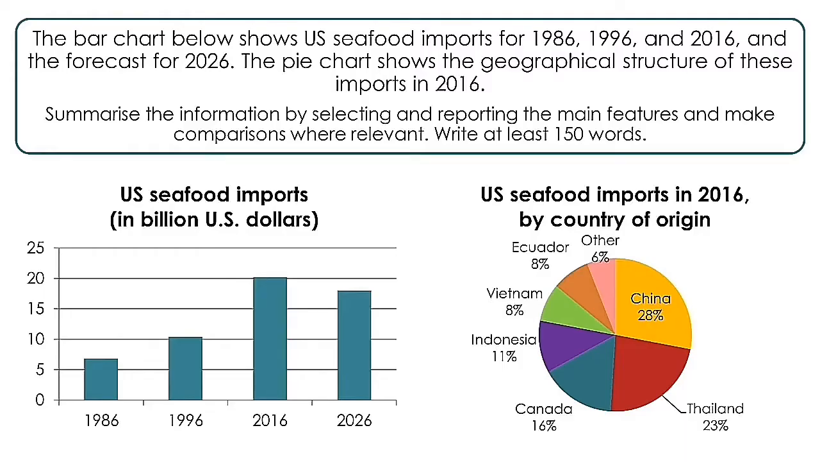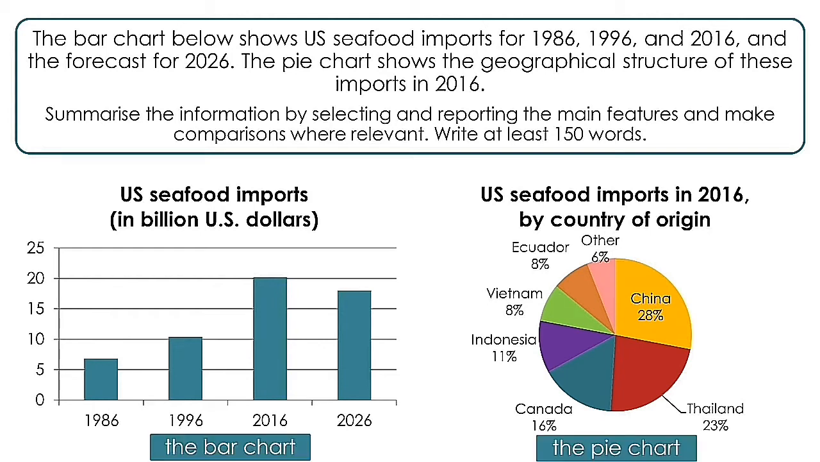Here is our task. The bar chart below shows US seafood imports in 1986, 96 and 2016 and the forecast for 2026. The pie chart shows the geographical structure of these imports in 2016. Summarize the information by selecting and reporting the main features and make comparisons where relevant. Write at least 150 words. And we have 2 charts.